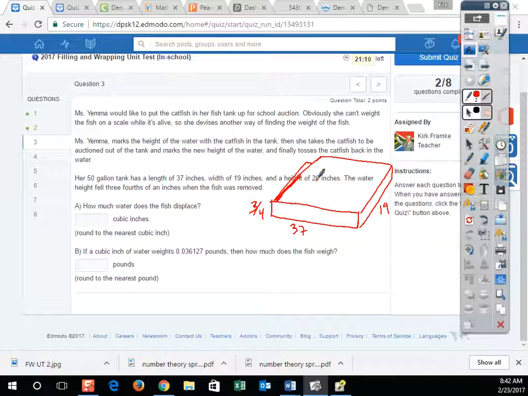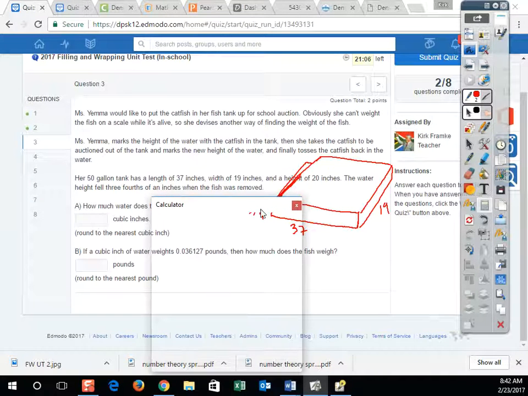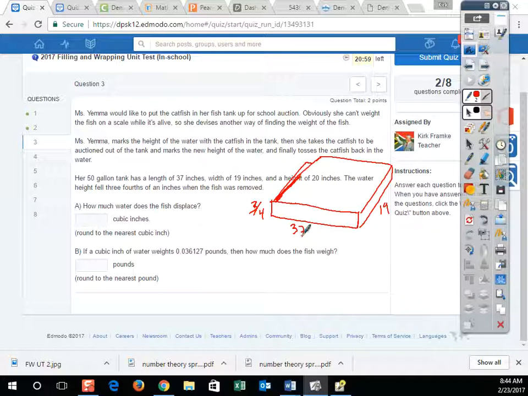So I pull up my calculator, maybe. Okay, apparently I do not pull up my calculator, so I need some help from the audience. All right, so 37 times 19. 730? 703. 703. Okay, 703. Because like 9 times 7 is not a 0.